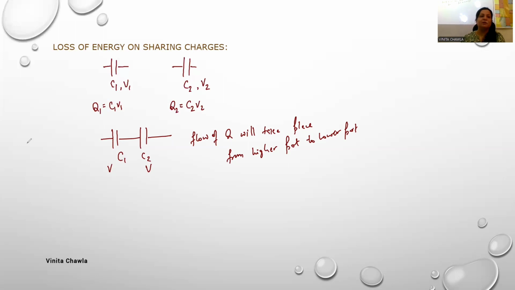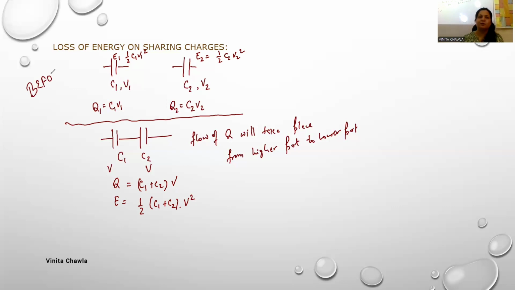So if we talk about energy, then what is the initial energy? Initially, this capacitor has energy of half C1 V1 square. We can say it's E1. And this capacitor has energy half C2 V2 square. But once they are connected, they both are at same potential. है ना? Then what is the charge? What is total charge on them? It's (C1 plus C2)V. This is how we write. And what is energy? Half (C1 plus C2) into V square. So this is before sharing. We had this. And this is after sharing.